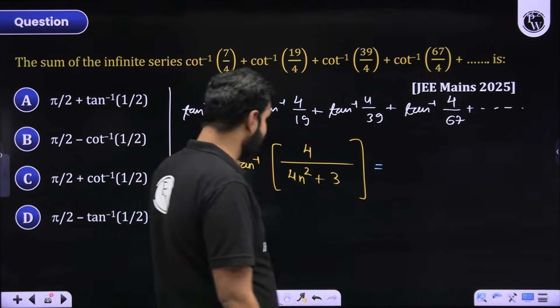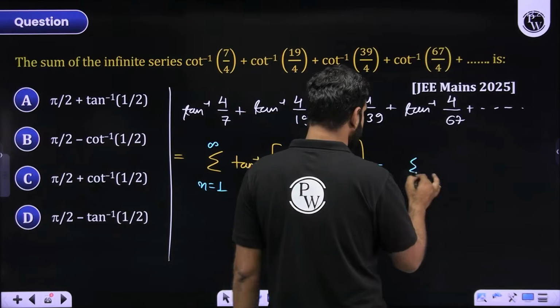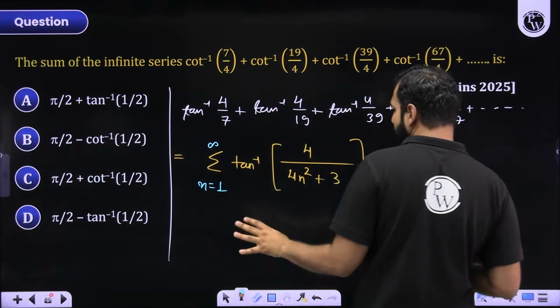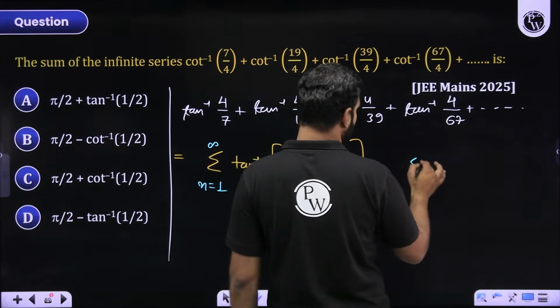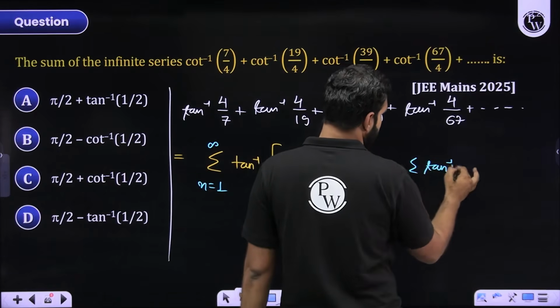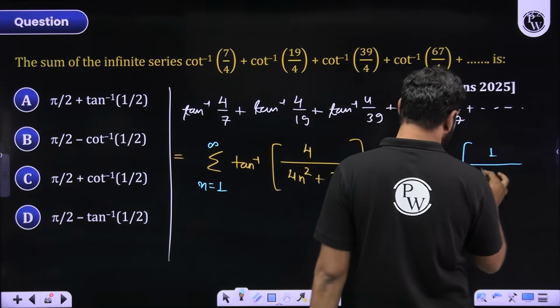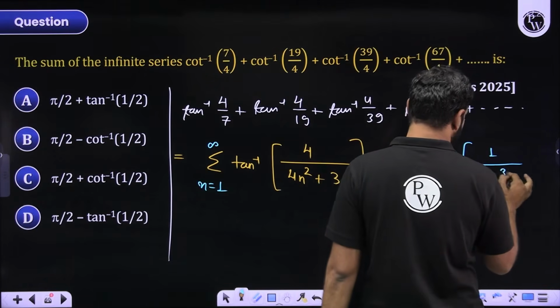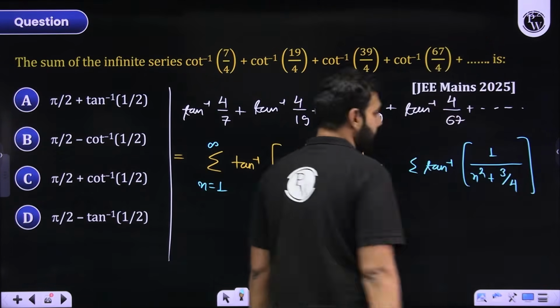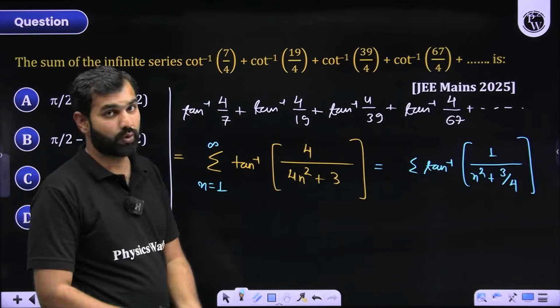From here, if I have taken 4 common, I'll have summation. I'm not writing n 1 to infinity time and again. I'll do it in the end. If I take 4 common, it is summation tan inverse. The numerator will have 1 and the denominator will have 4 as common, so n square plus this is 3 by 4. I hope you are understanding this comfortably. There is no confusion or doubt or hesitation on that.